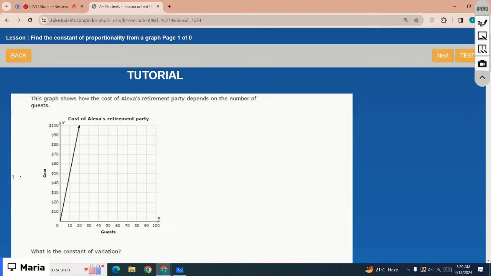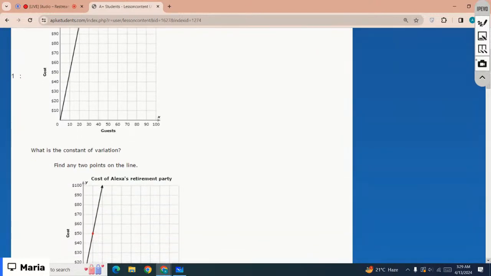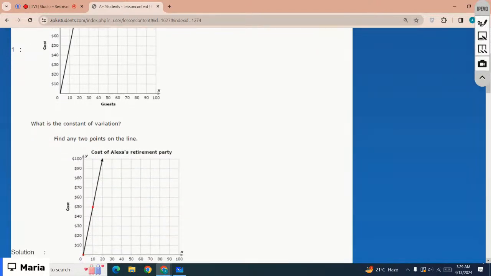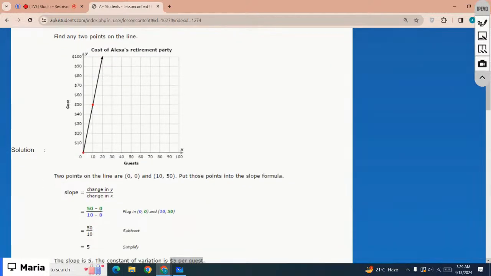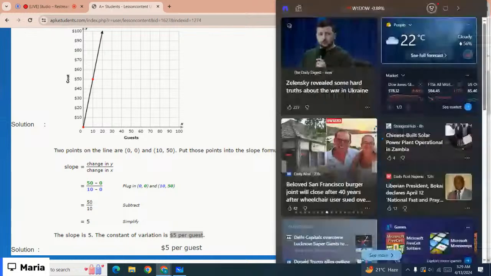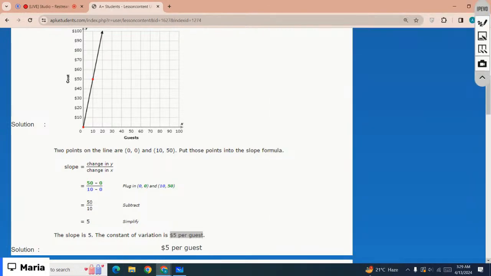This graph shows how the cost of Alexa's retirement party depends on the number of guests, right? So you are given the graph, you have to find the constant of variation. Basically, you need to find the slope. For the slope, you just need 2 points on the graph. Any 2 points, whatever you want, right? They can be any point, this and this, right? So you have to calculate change in y divided by change in x. That means you need to calculate the slope.